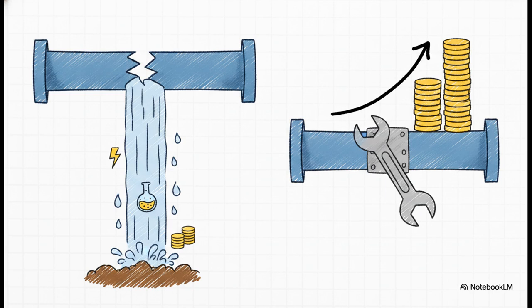And man, that ghost water literally drains profits. Every single drop that leaks into the dirt takes all that expensive pumping energy and those pricey treatment chemicals right along with it. So aggressively directing capital into pipeline repair, that is not just some feel-good environmental PR move, it's a make-or-break financial strategy to stop the literal leaking of revenue.